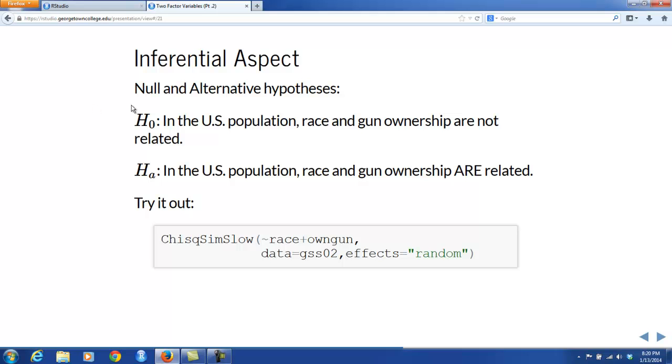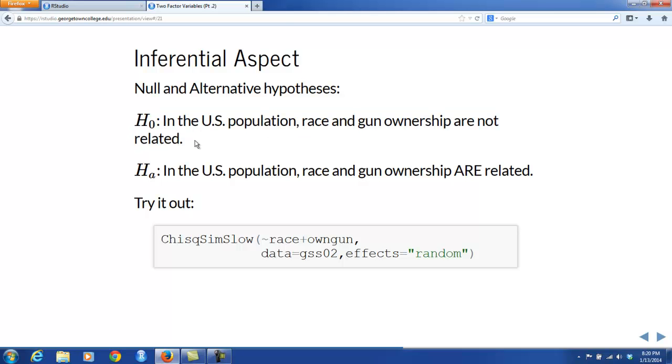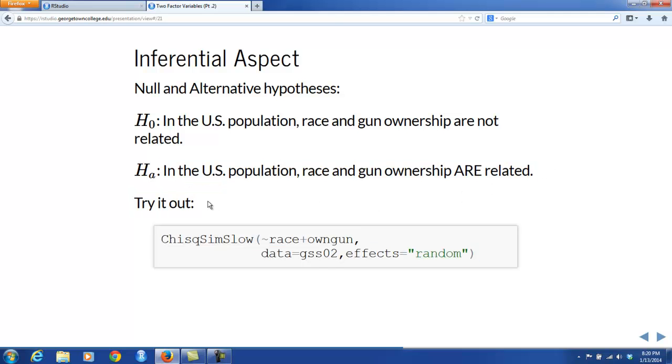So once again, we have null and alternative hypotheses. The null hypothesis would be the hypothesis that says that these 2 factor variables are not related. And the alternative says that race and gun ownership are related. Once again, I invite you to try out chi-square-sim-slow in order to compute a p-value, to find the probability of getting a chi-square statistic at least as big as the one that you got in this study.